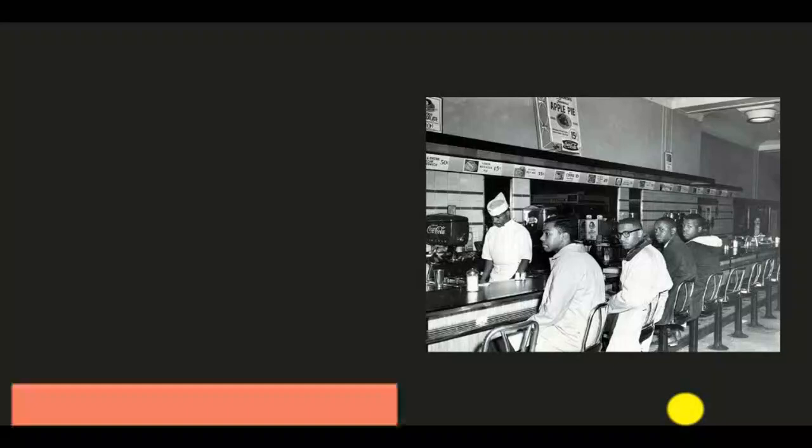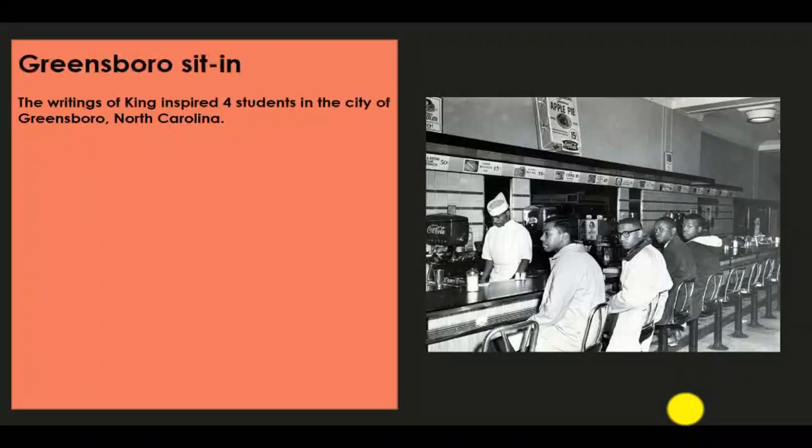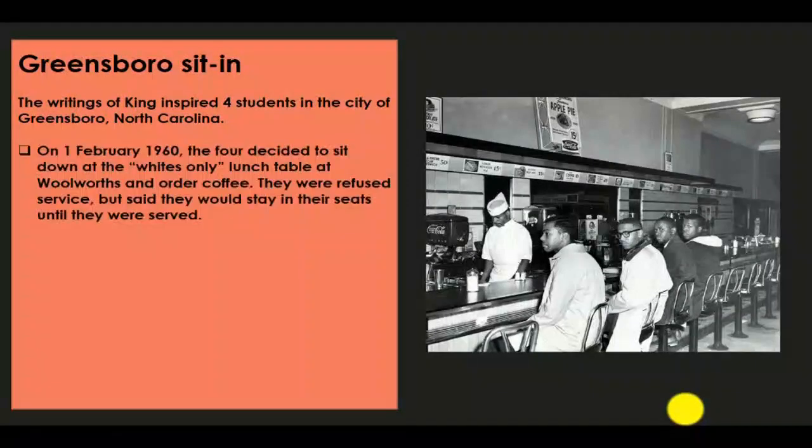We then have the Greensboro sit-in, okay? The writings of King inspired 4 students in the city of Greensboro in North Carolina. On the 1st of February 1960, the 4 decided to sit down at the whites-only lunch table at Woolworths and order coffee.